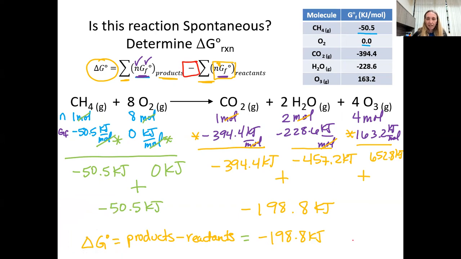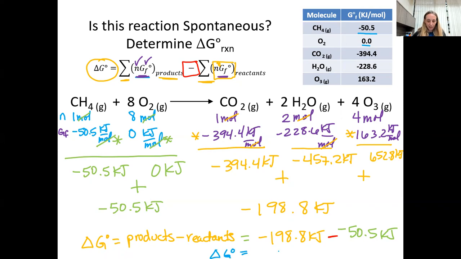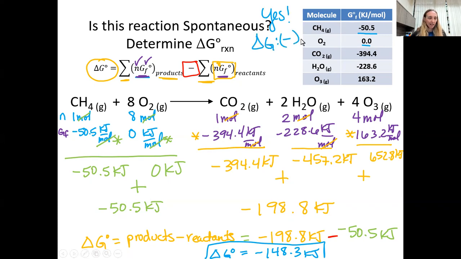We have a minus sign in there, so we put subtract and then my reactants. And those reactants is negative 50.5 kilojoules. So if I take negative 198.8 kilojoules and I subtract a negative 50.5 kilojoules, then my delta G value is going to equal negative 148.3 kilojoules. Okay, so is this reaction spontaneous? Yes, because my delta G is negative.